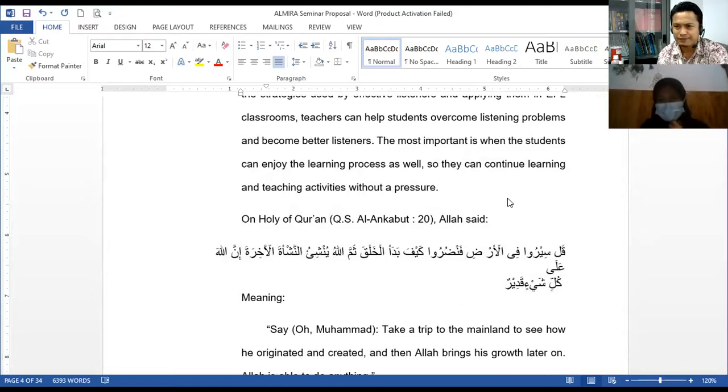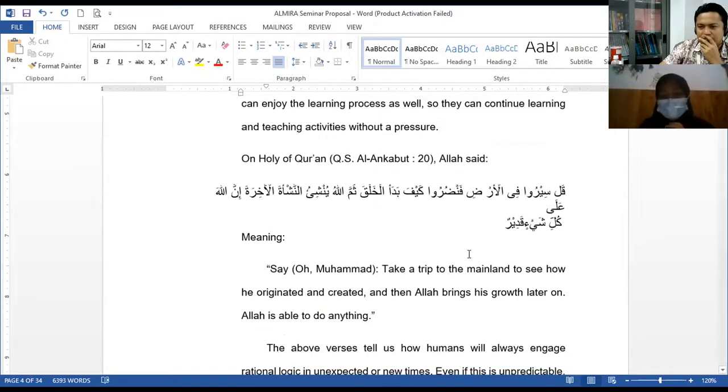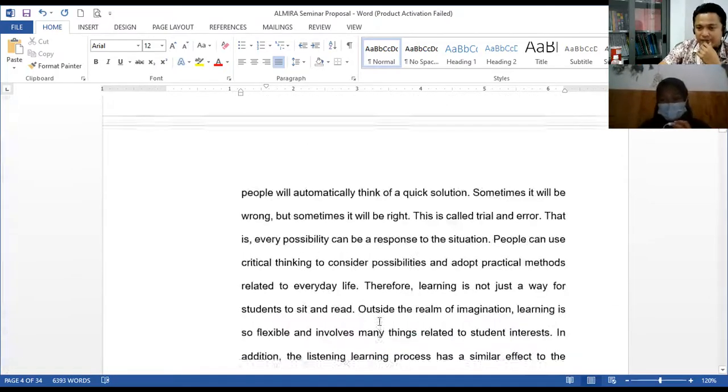Okay. The important thing is when the student can enjoy the learning process. Because the student must enjoy the learning process, they will be relevant with Surah Al-Ankabut. Take a trip to the mainland to see how he originated and created, and then Allah brings his growth later on. Allah is able to do anything, because students can explore more things, more knowledge, when they enjoy the learning process as well. Okay, so the main point you mean when you interpret this from the Holy Quran is the power of enjoying something so you can learn better. Okay, thank you.